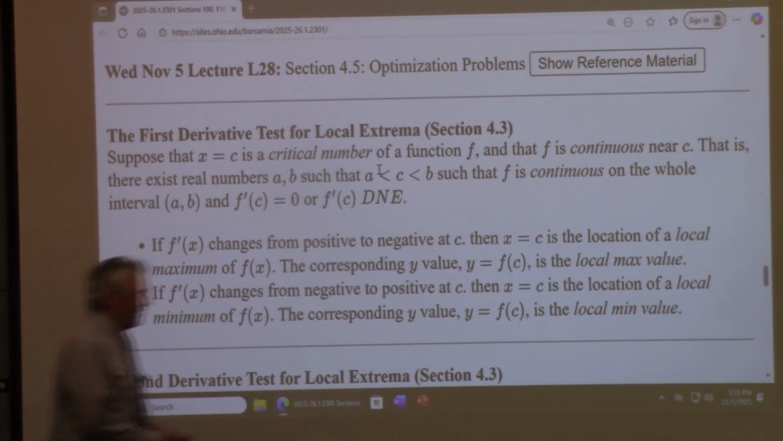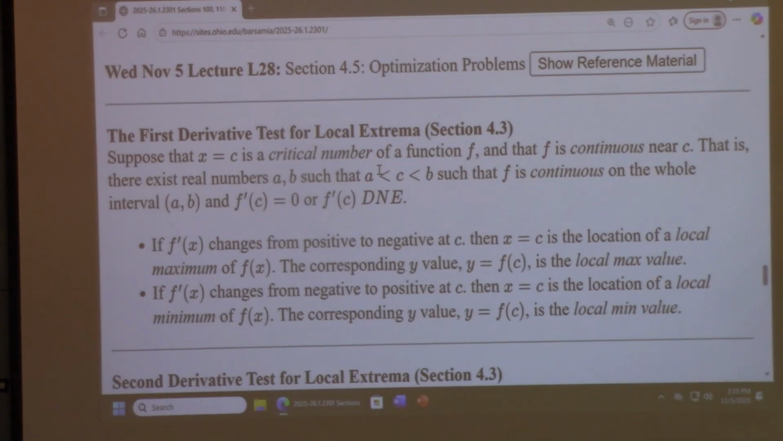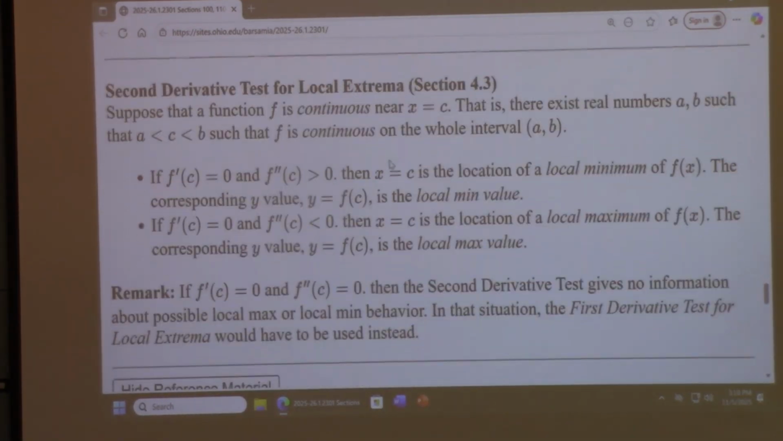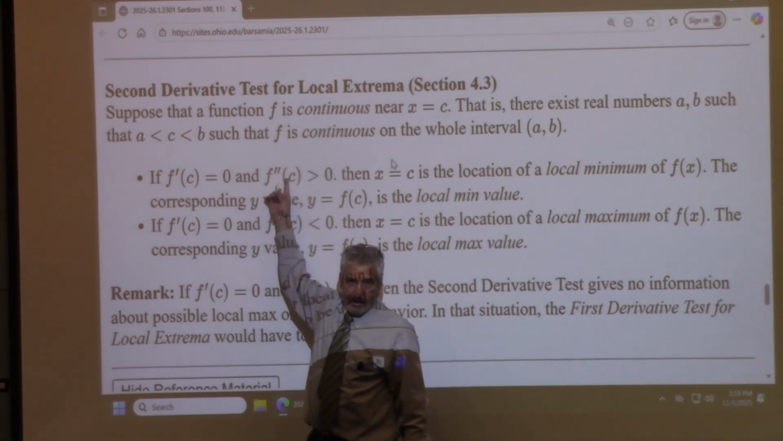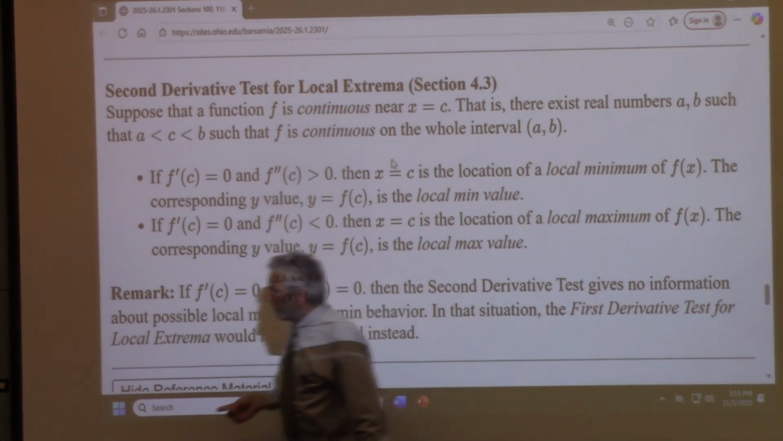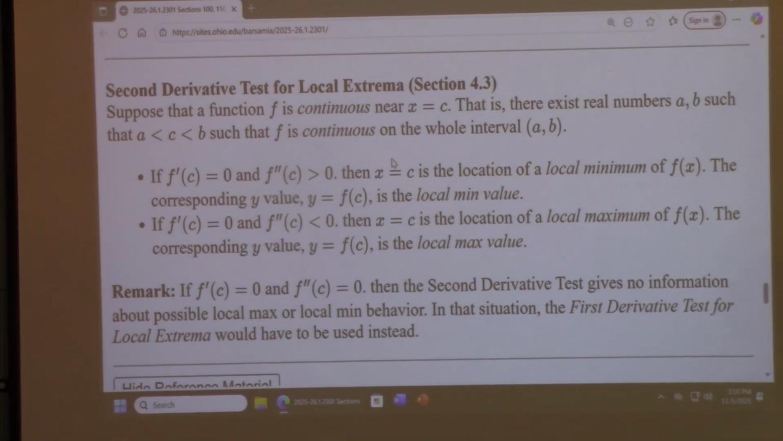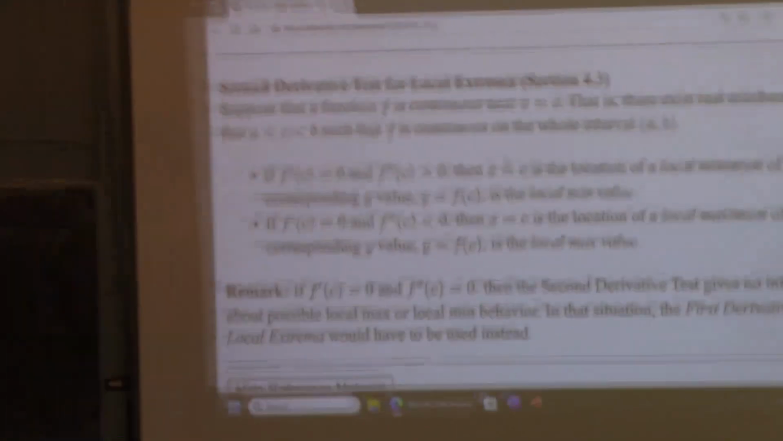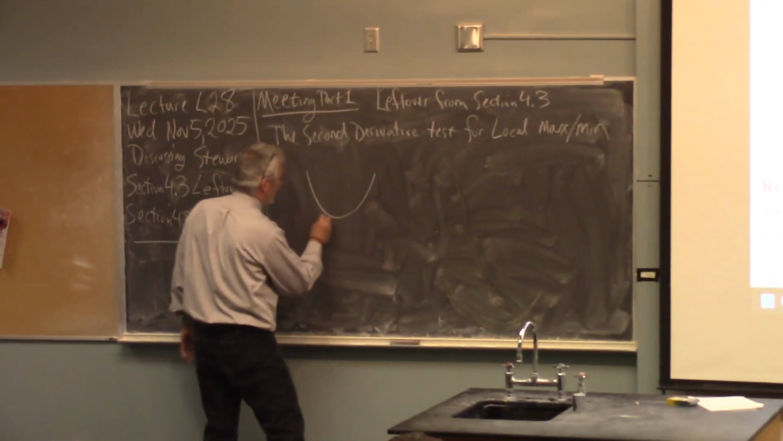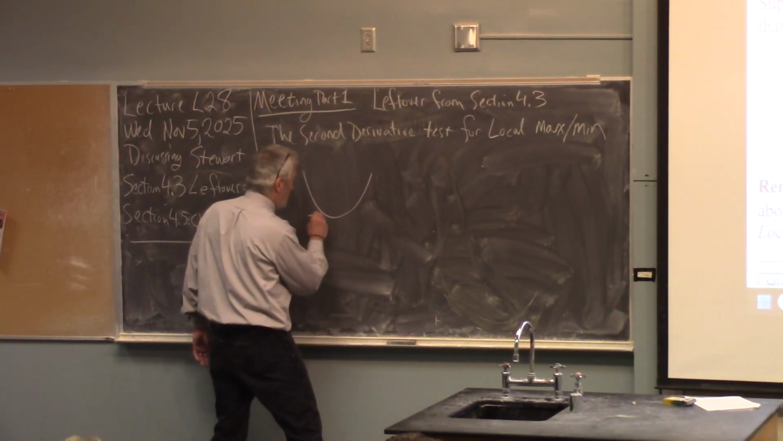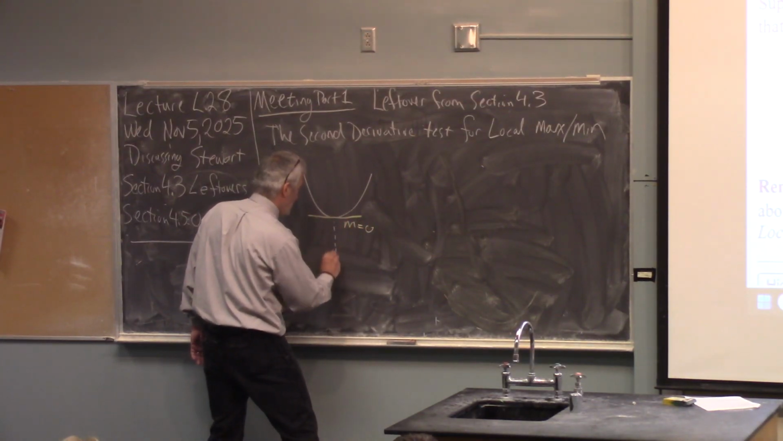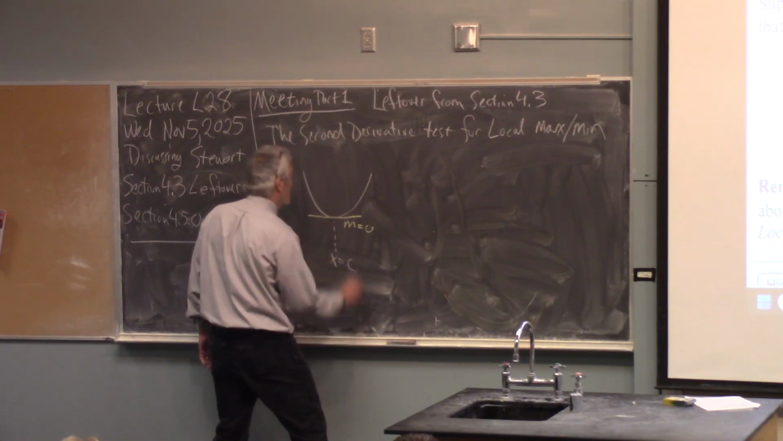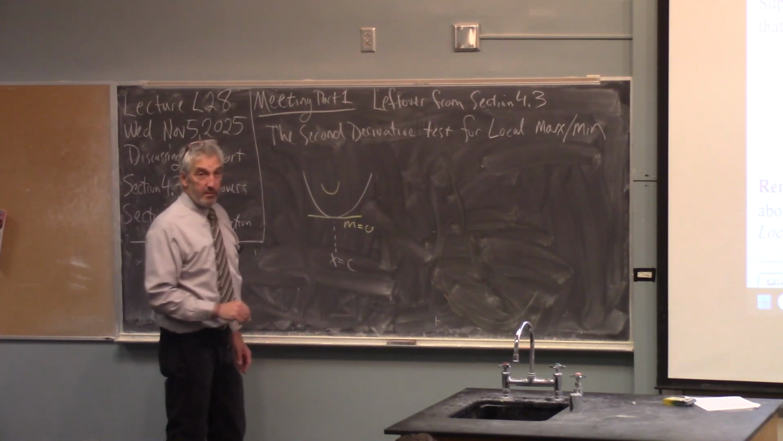So let me pull up that test. The second derivative test says if there's some x value where the first derivative is 0 and the second derivative is positive, then that tells you there's a local min at that x value. For instance, here is a graph where the first derivative is 0 because the slope of the tangent line is 0 at x equals c, and also the graph is concave up. So we can see that there's a min.